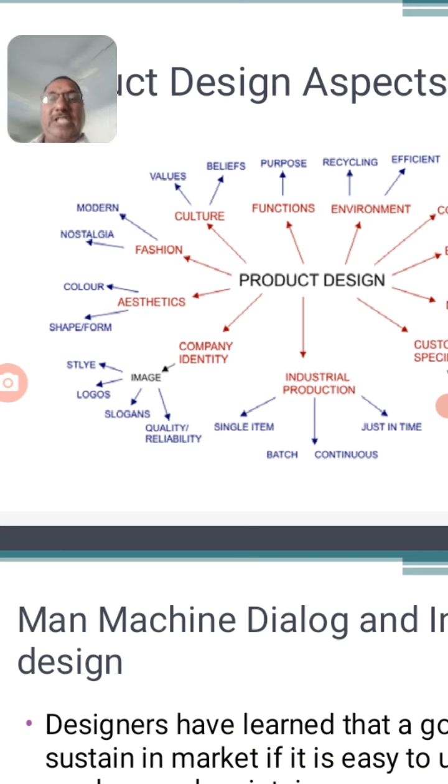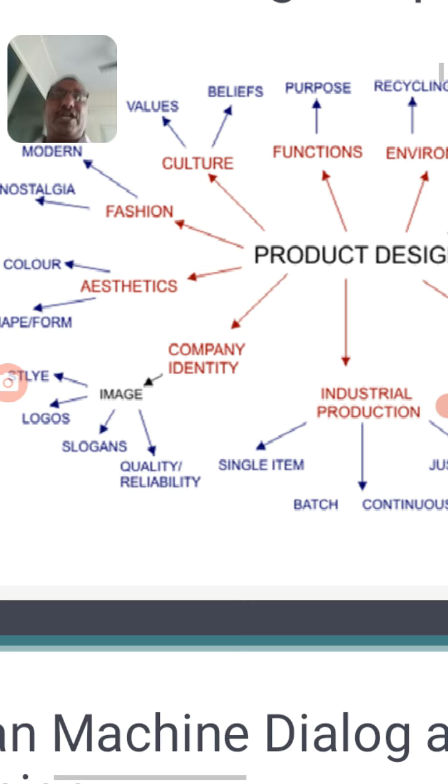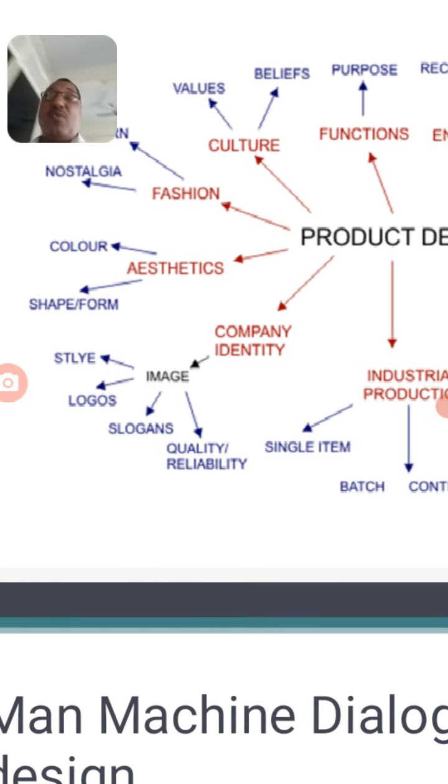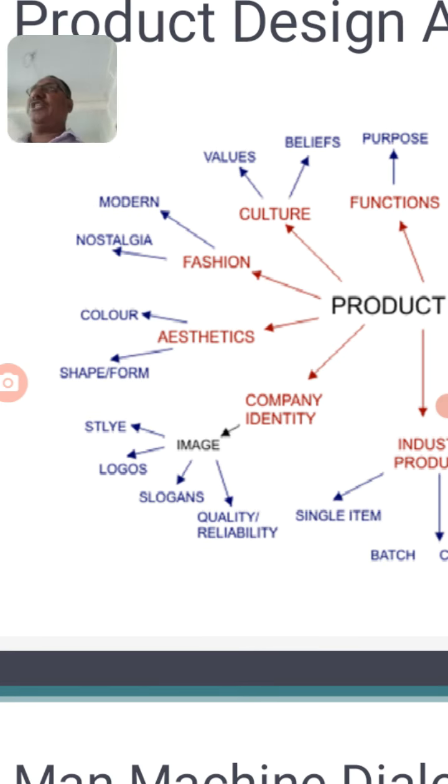Next aspect is company identity, that is image of the company, style, then logos, slogans, and quality or reliability plays important role in product design. What is the style of the product or style of the company? What should be logo on the product? What should be the slogan of the product? And what should be the quality and reliability of the product? That aspect plays very, very important role in the product design.